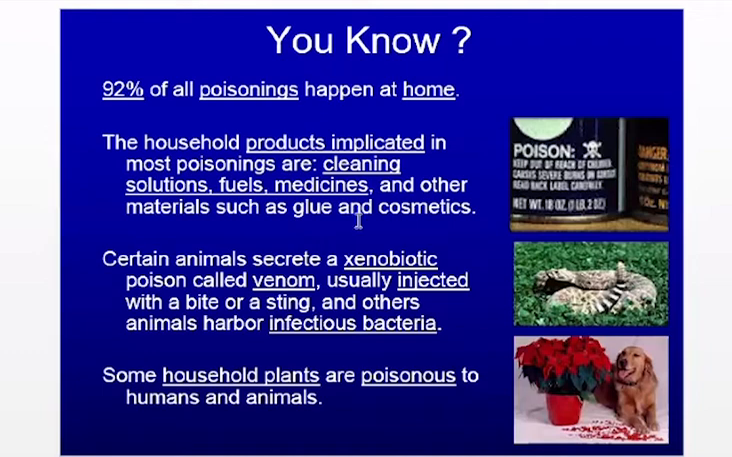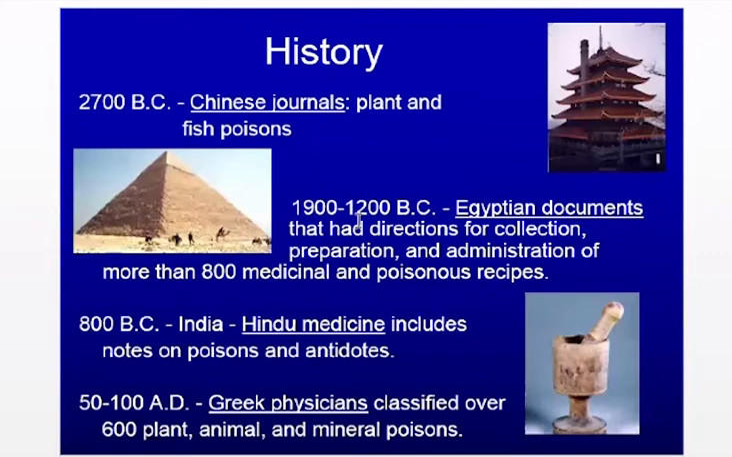Now, as I mentioned, from time immemorial, people have recognized that there are useful plants and there are poisonous plants. And if we go by history, by 2700 BC, the Chinese were able to document the poisons in their literature. And this is actually clear from the Chinese journals that they have, where they have documented the poisons from plants, the poisons from fish, and so on. And in 1900 to 1200 BC, the Egyptians also were able to document different types of poison, and probably even explain how those poisons were collected, prepared, and administered.